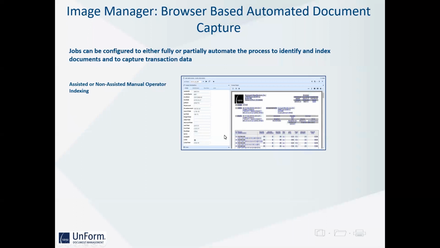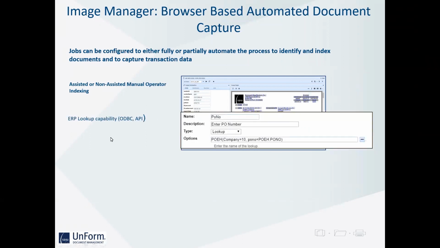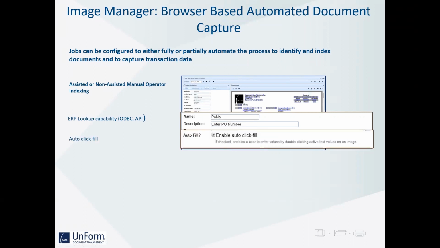And we can use a variety of different things to capture this information that we need to be able to index and store that document or process it based on whatever the criteria are. We can do lookups into other applications. So we can look up into an ERP and validate that the PO number is actually a valid PO number within the ERP. We can do click to fill. So you can actually configure fields so that when you click on a value on the document itself, it will populate the field based on the value you've clicked on.